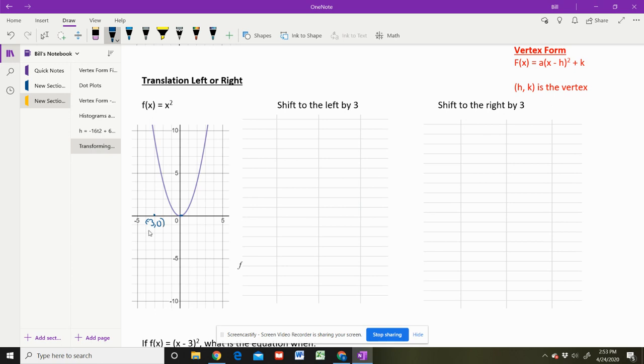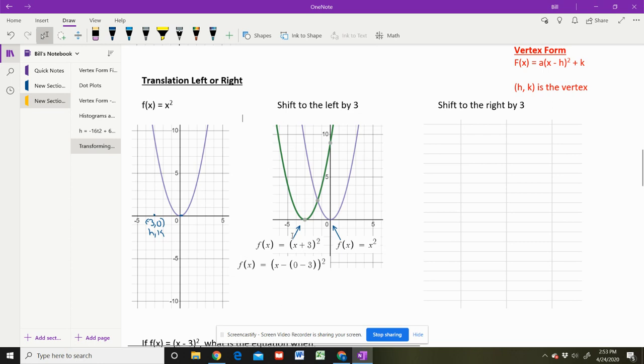right? Which means that, again, that's my h, and that's my k. So if I put this in, I get x minus a negative 3, which makes it x plus 3. Remember, keep change when we're subtracting a negative. So when I do that, what do you think we'll get for our equation?